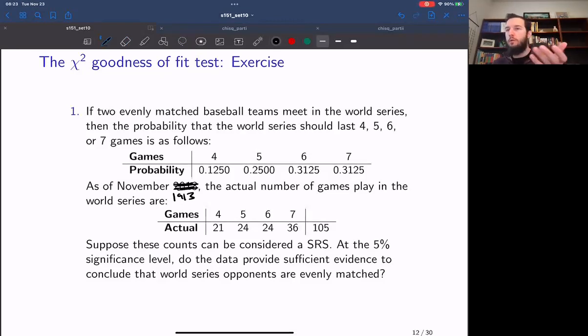At the 5% significance level, do the data provide sufficient evidence to conclude that the World Series opponents are evenly matched? So basically, what we're trying to do here is determine if this sample of World Series gives us evidence that the number of World Series games played will not be 4, 12.5% of the time, or will not be 5, 25% of the time, or will not be 6, 31.25% of the time, or will not be 7, 31.25% of the time. Okay, so this is the goal. It's the same idea as before. We're basically just testing to see if the data gives evidence that the proportion of games played differs from what is stated in the first table here.